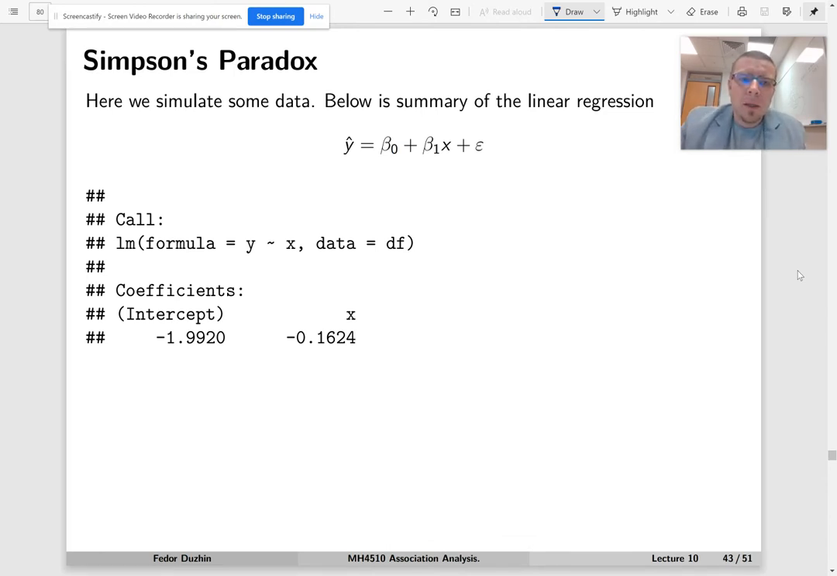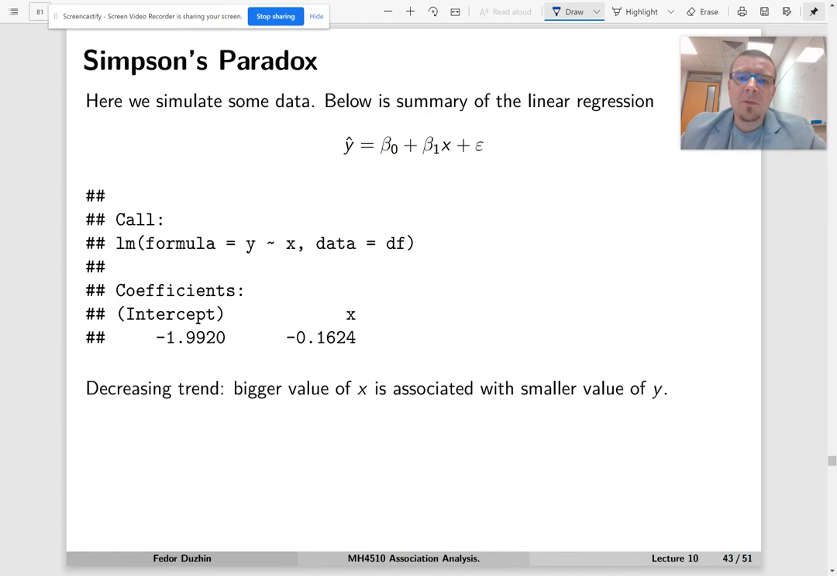I'm going to simulate some data, y and x, and I'm going to fit a linear regression. So y is going to be a linear function of x, right? And notice that when I fit a linear regression, the coefficient at x is negative. So it means that the overall trend is decreasing. So the bigger values of x mean lower values of y.